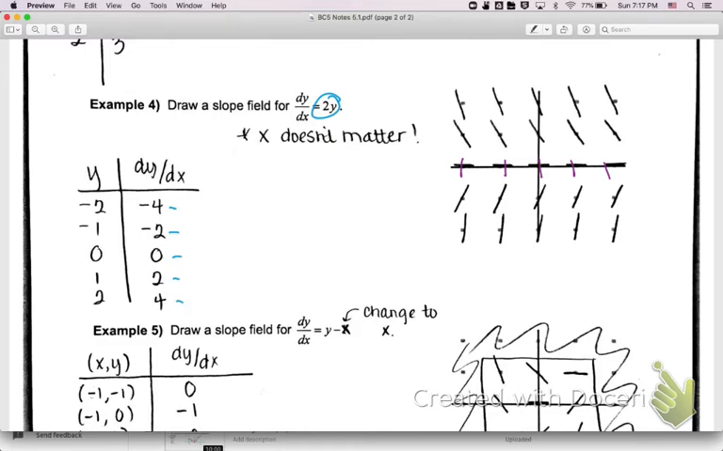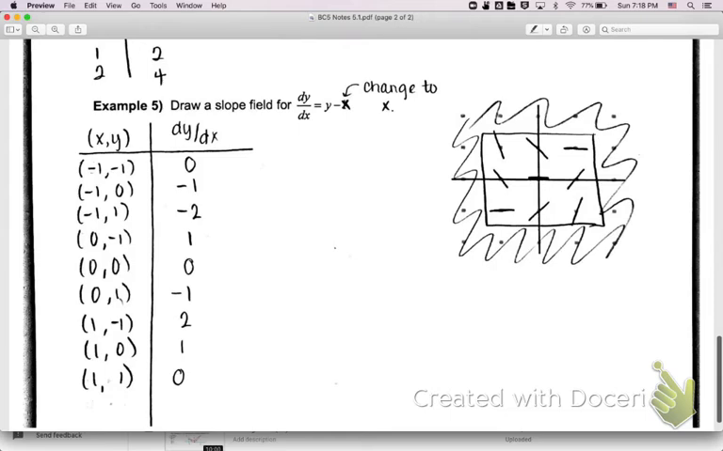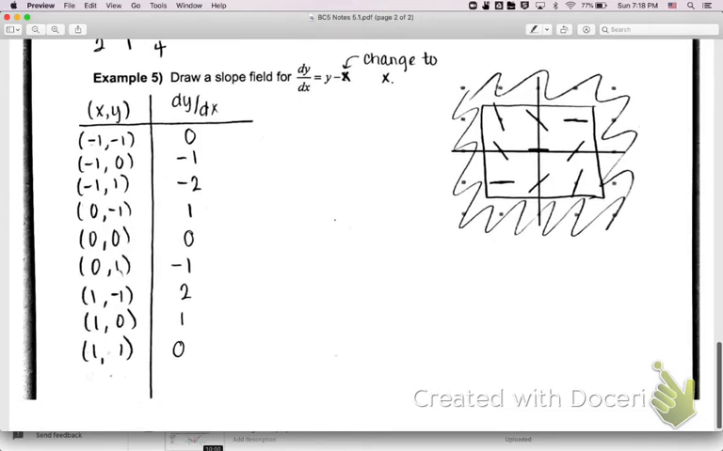And again, if you just compare, this is a very steep positive slope, a little less, negative, a little less steep negative, and then 0, and then we go to a steep positive and a more steep positive. And notice that even though my x is changing, my y is staying the same, so all of those slopes remain the same.